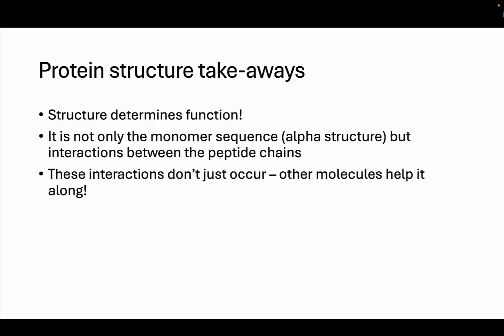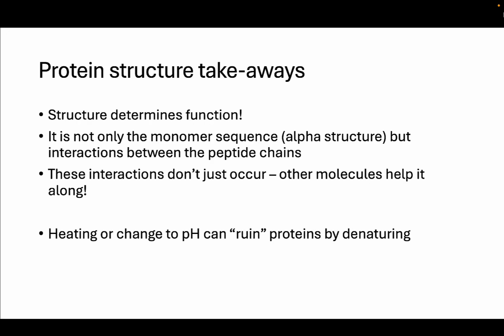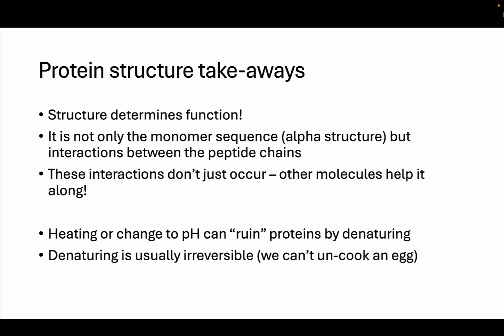Other molecules are required to help it along, and this is key to understanding protein synthesis, that this doesn't just happen. Our bodies have really complicated ways to ensure the proper protein structure is made in order to ensure this really intricate protein function. Heating can ruin proteins through denaturation. Change to pH can do this as well.